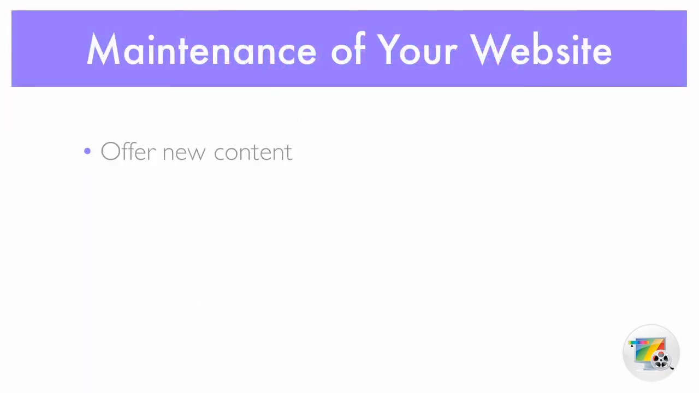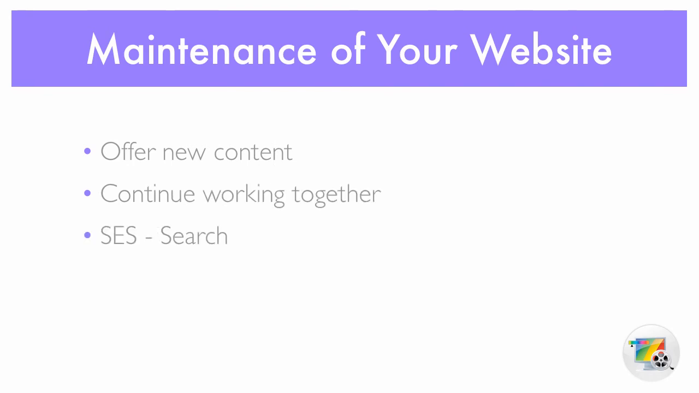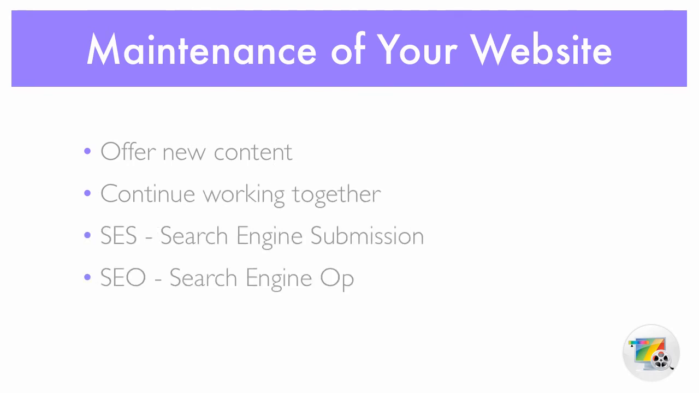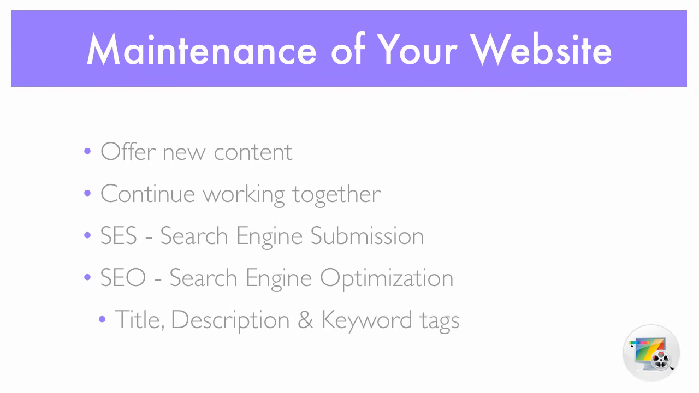Maintenance of your website. One way to bring repeat visitors to your website is to offer new content or products on a regular basis. SillyDoh will be more than happy to continue working together with you to update the information on your website. Other maintenance type items include SES, search engine submission, and SEO, search engine optimization.